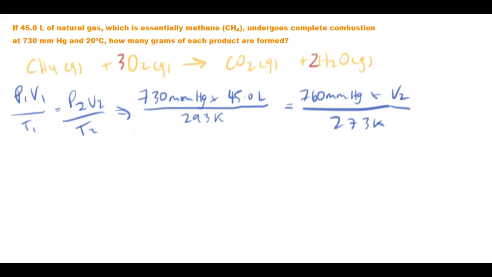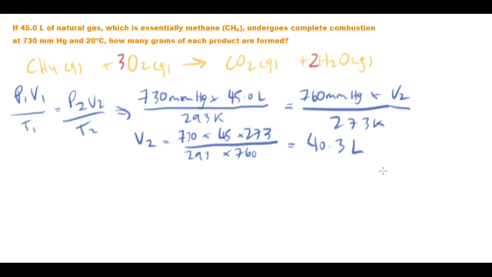If we rearrange to get V2, I'm not going to put in the units, I'm just going to put in 730 times 45 times 273 divided by 293 times 760, and that should all end up to about 40.3 liters to three significant figures, 40.3 liters. Awesome. So now the next part, so this is all at STP.